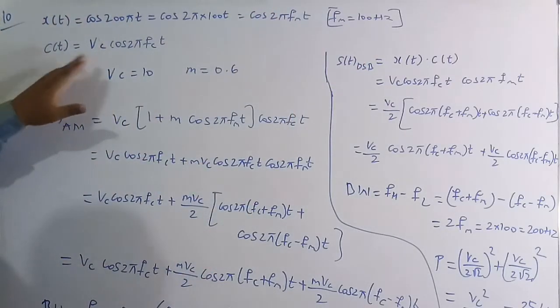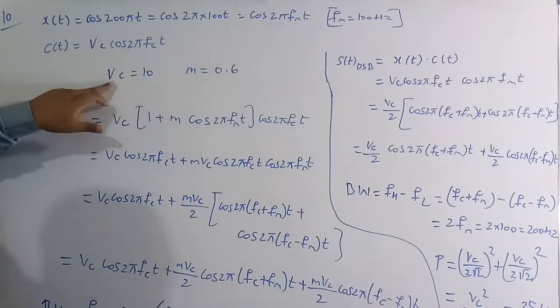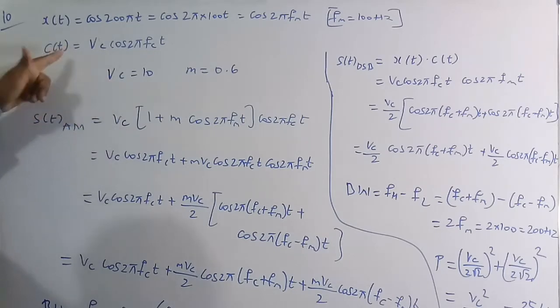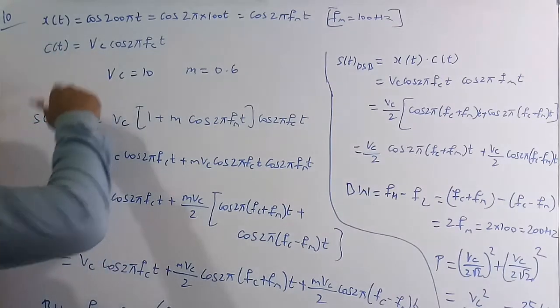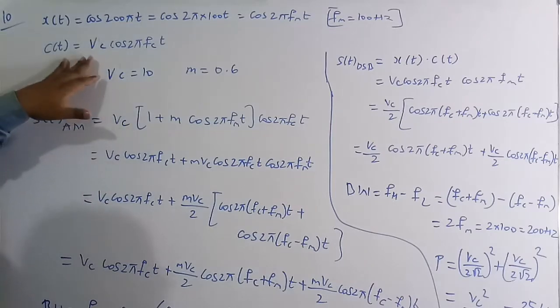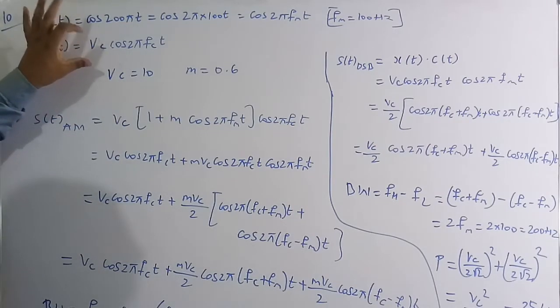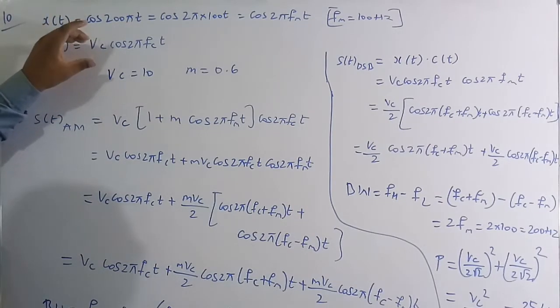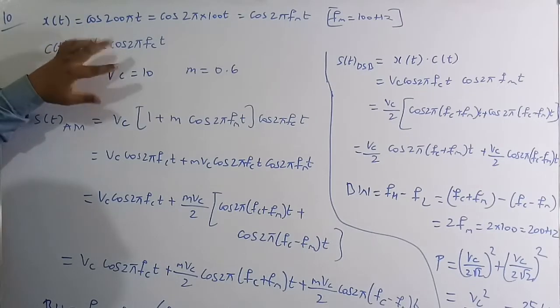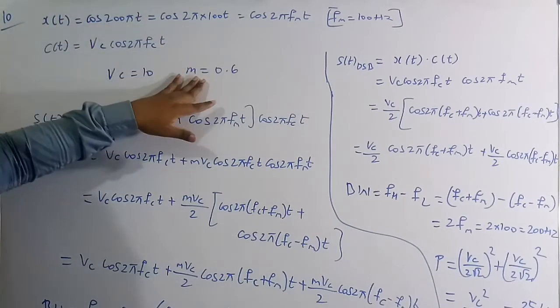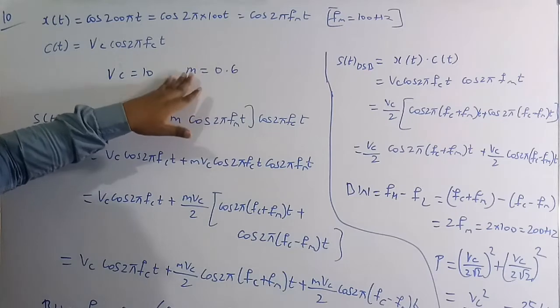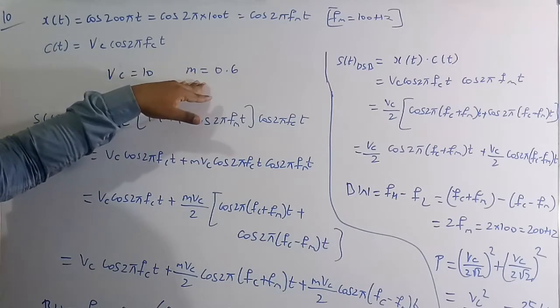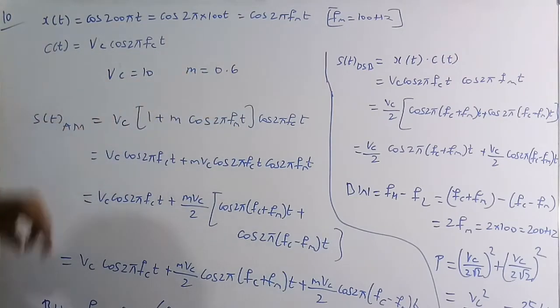And here the carrier signal is Vc cos 2 pi fc t. In the question they have given the peak value of the carrier signal. See, in the question they have assumed Vc is equal to Ac, but generally I assume Vc. So Vc is the peak value of the carrier signal. This is the notation I am going to use here. So Vc is equal to 10 volt, and the modulation index, in the question they have given mu, but generally I am going to assume m is the modulation index, so therefore m is equal to 0.6.